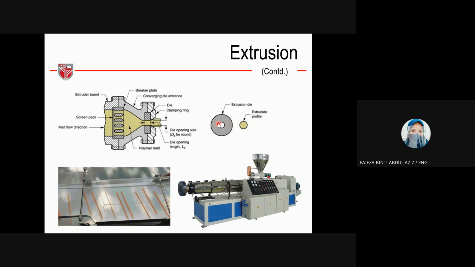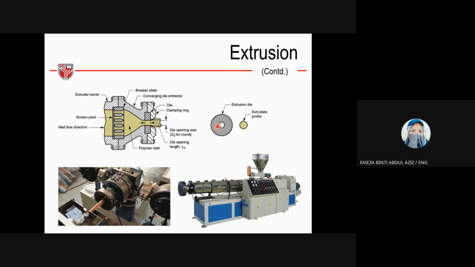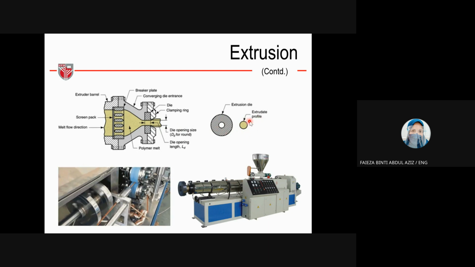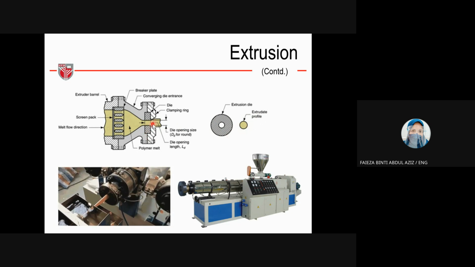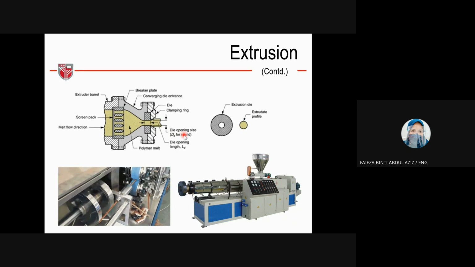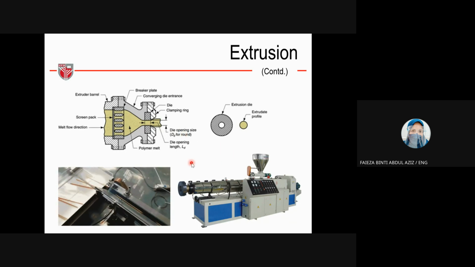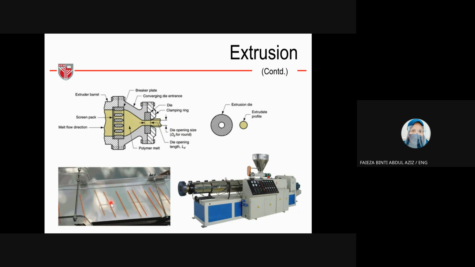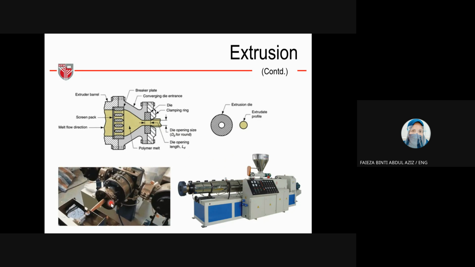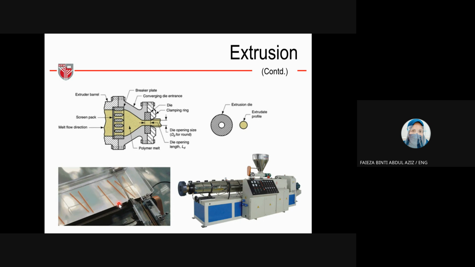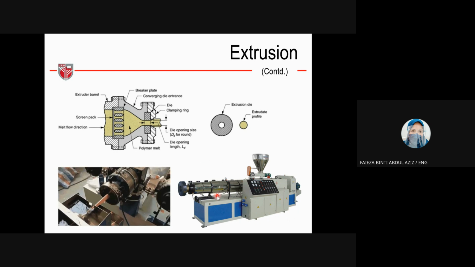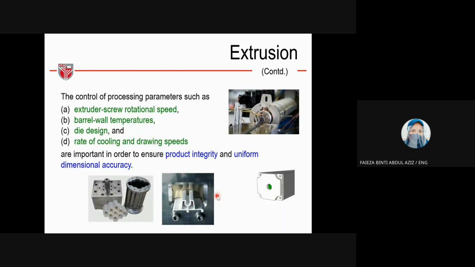Here the extrusion die is this shape, and the extrudate or profile is like this. Usually it's bigger than the extrusion die. Here you can see these are the output, and then straight away we put it to the cooling process. So these are the machine.